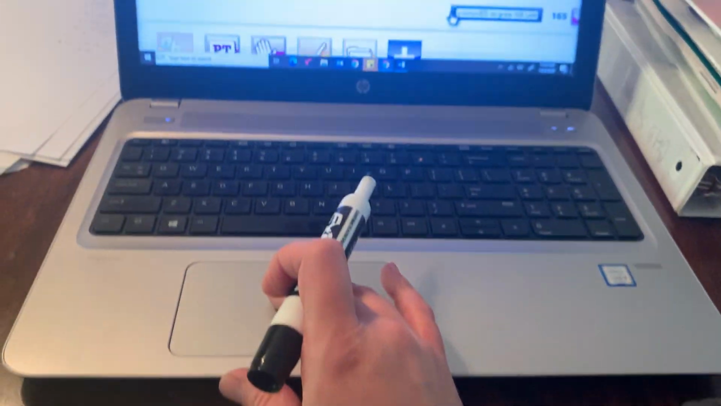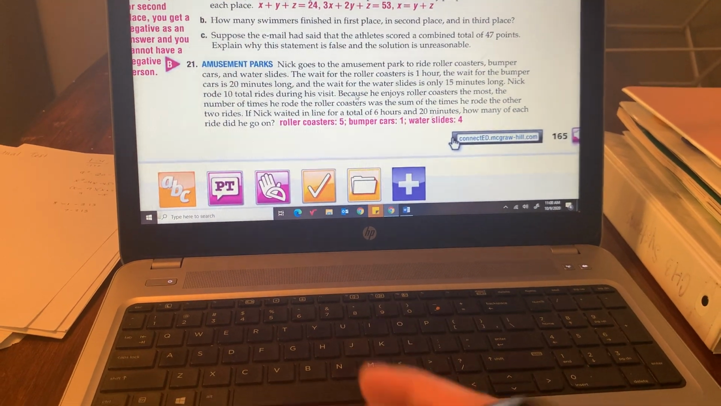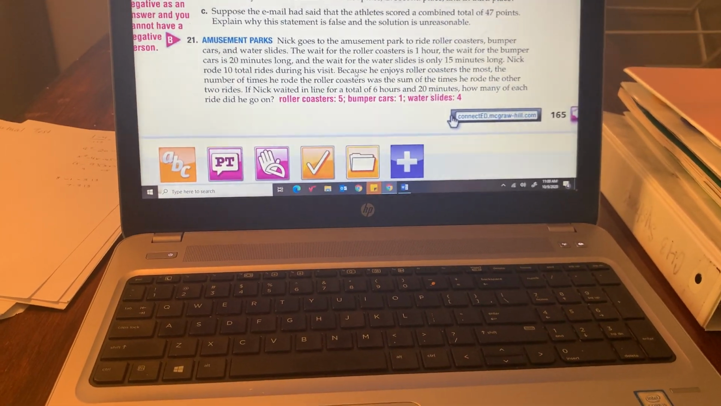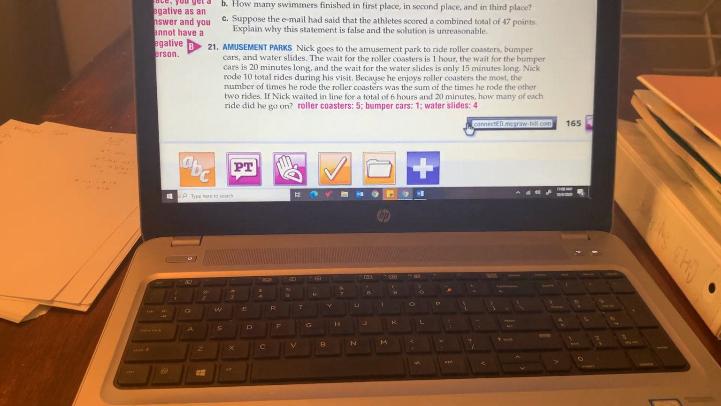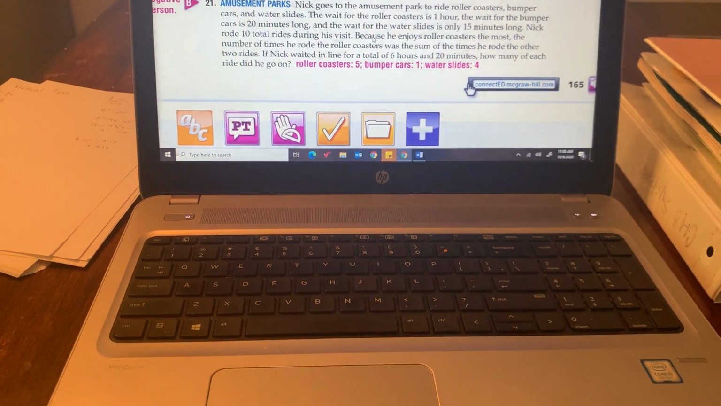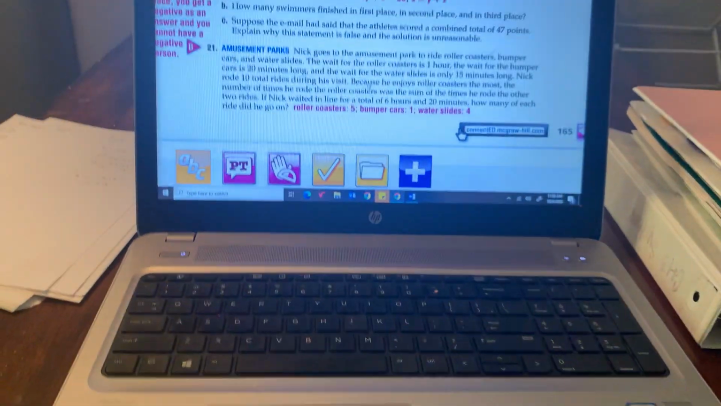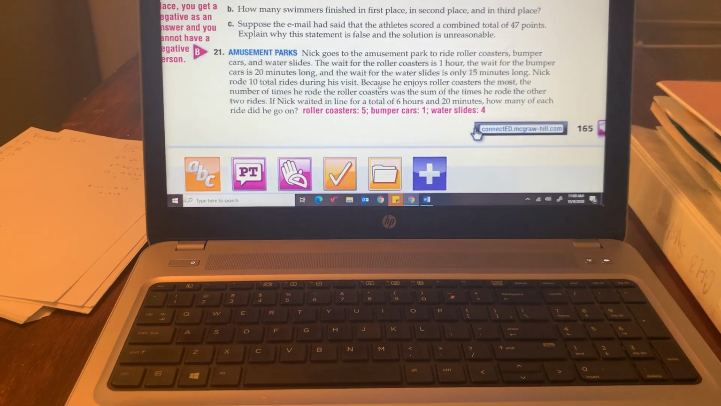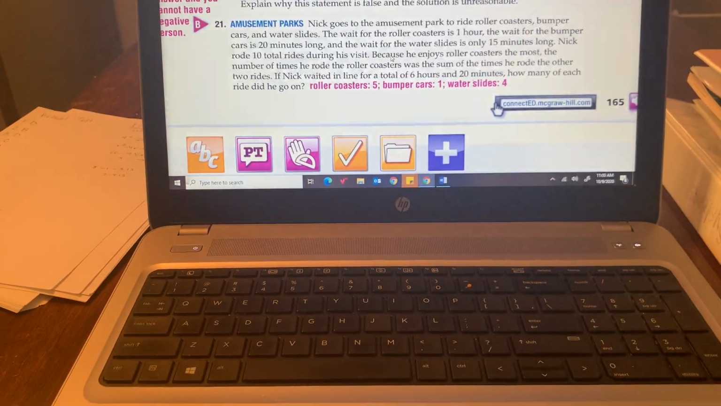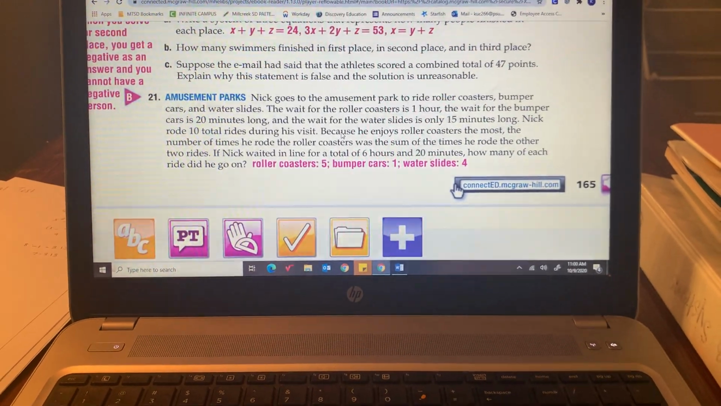It says, Nick goes to an amusement park to ride roller coasters, bumper cars, and water slides. So immediately I see 3 things. That's the amusement park. I see roller coasters R, I see bumper cars B, and I see water slides W. Boom. I write as I go. Or you know what? Probably a proper way, since you guys are new at this, is just read the whole thing and go back. So let's do that.